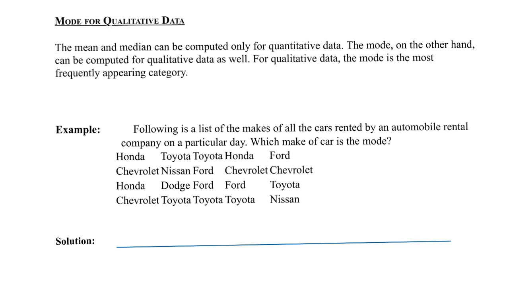So, in this example, we need to find the mode. You can check how many times Honda appears here and how many times Toyota. So, count like that and see which one occurs the most, and Toyota appears 6 times. So, Toyota will be the mode.